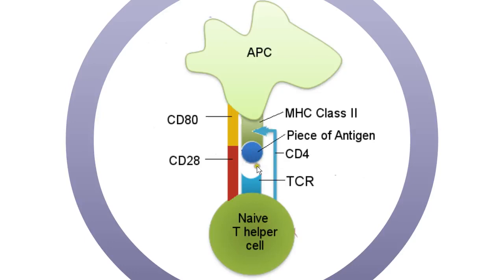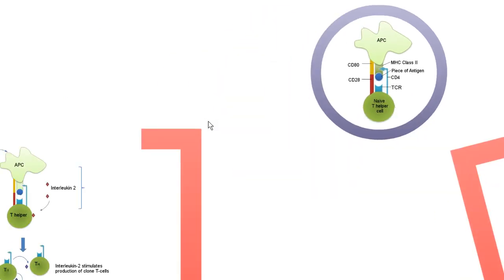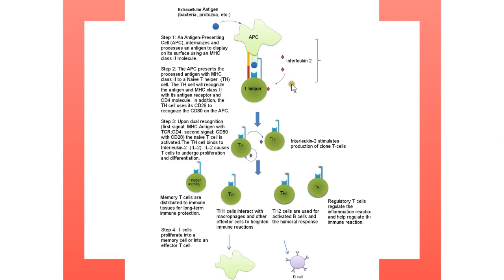T helper cells require a second signal to be activated as well. The CD28 marker on a T cell must recognize the CD80 on the APC. Once both signals or both recognitions are achieved, the T cell can become active. An active T cell is now able to bind to interleukin. Interleukin causes the T cell to proliferate and differentiate.